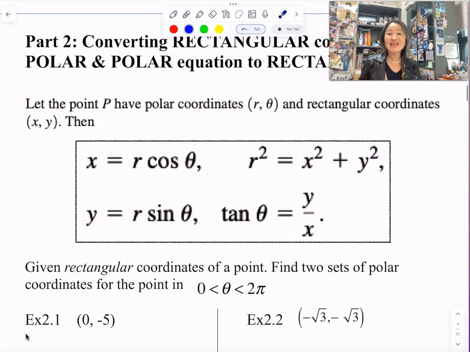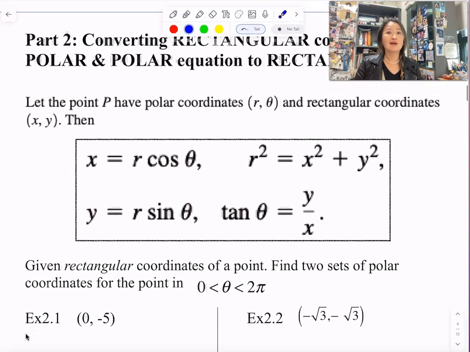Let the point P have polar coordinates r, theta, and rectangular coordinates x, y. I just said that, right? Now, all these facts that we talked about as we started this lesson are here for you. x equals r cosine theta, y equals r sine theta, and we know why that's true. Also, we know why r squared equals x squared plus y squared, because r is basically the hypotenuse of a right triangle. And tangent of theta is y over x. That's no mystery, okay?